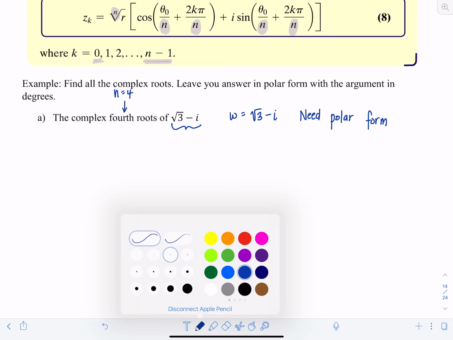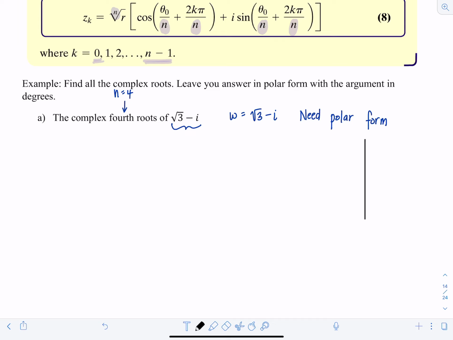Okay, so let's draw it out. Real part is positive rad 3. Imaginary part is negative i, so that's going to be negative 1. So it's over here. Okay. So that means r is equal to 2. And what's theta? Well, let's see here. Tangent of theta is going to be negative 1 over rad 3.